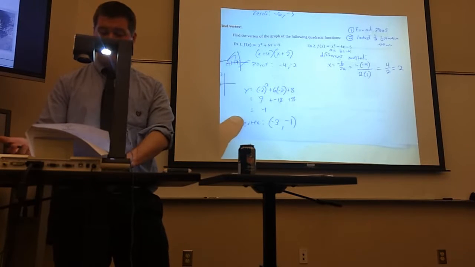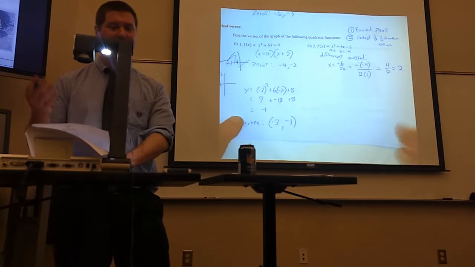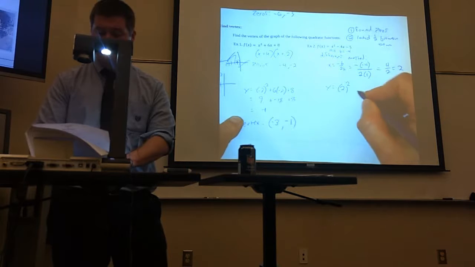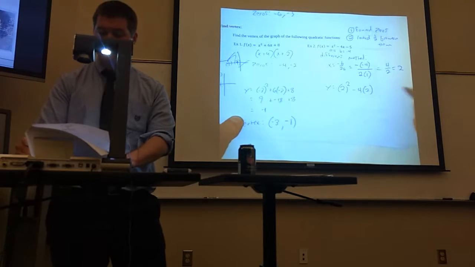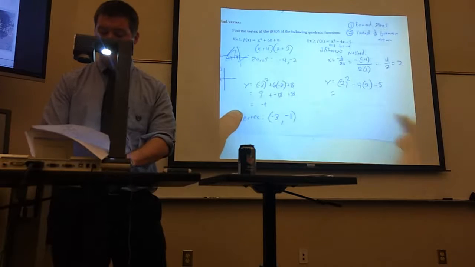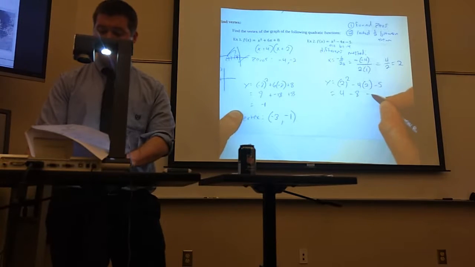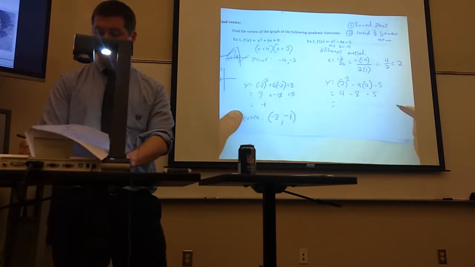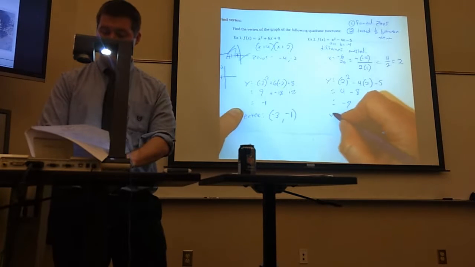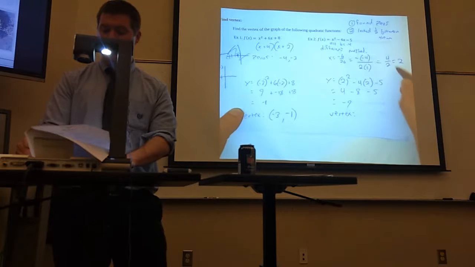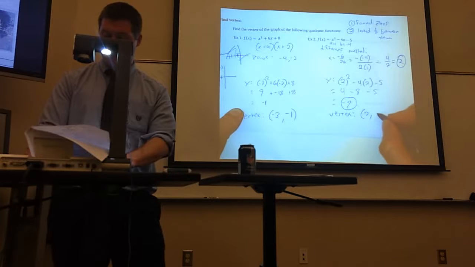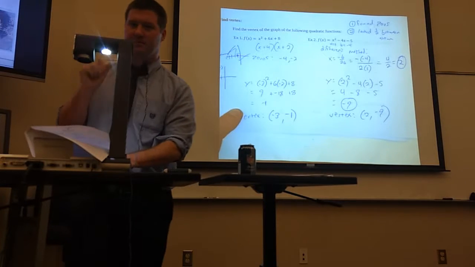And then how do we find y? Plug it in. So let's see. 2 squared minus 4 times 2 minus 5. 4 minus 8 minus 5. Negative 9? Okay, so then my vertex is that x I got before, the 2, and then the y I just got here.